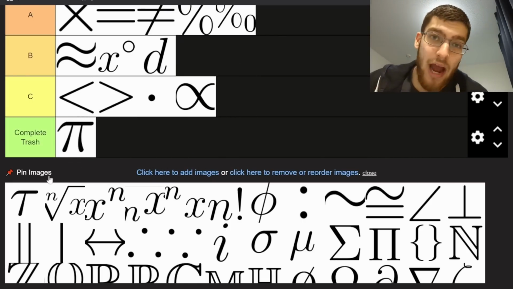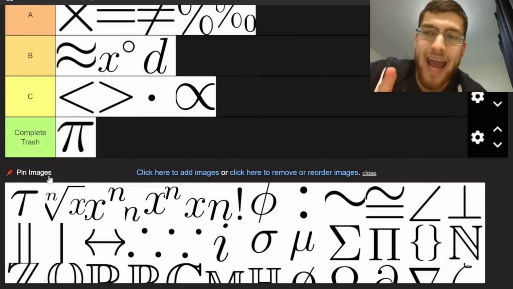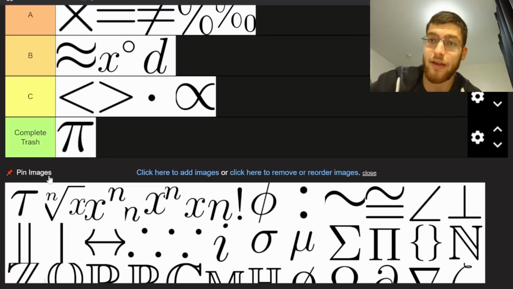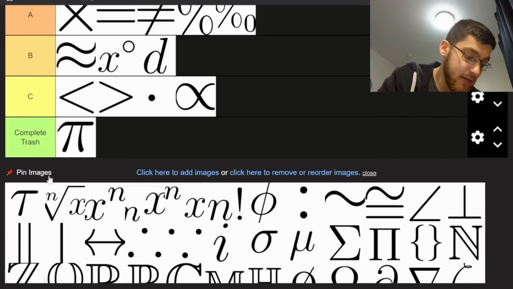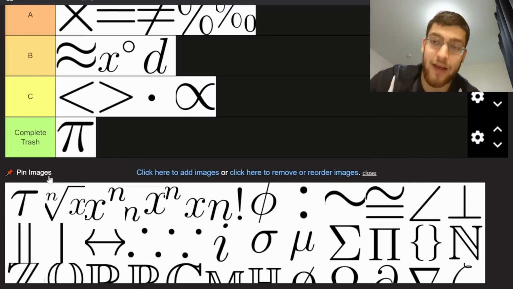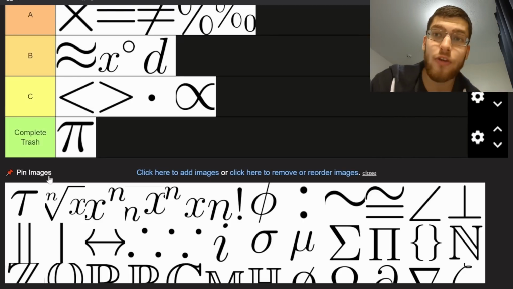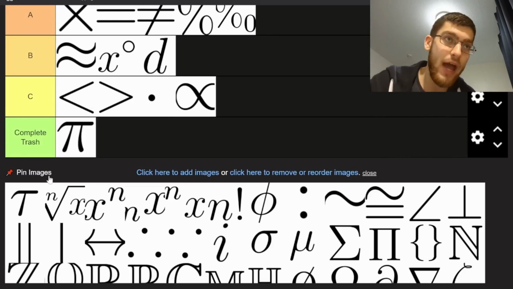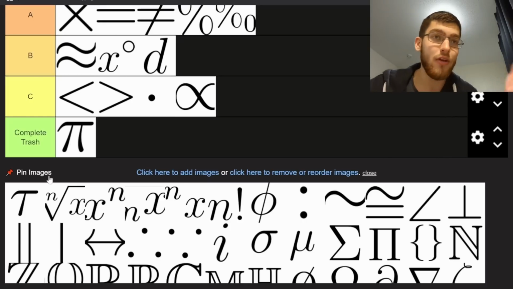Next symbol is tau. Now, I think that tau should replace pi. And my opinion on this is very important because I am a mathematical expert. I know lots and lots of maths. I know so much maths that I would be convinced that I know more than like a professor. Like, I know more than like the world-class mathematicians. So my opinion on this really matters.